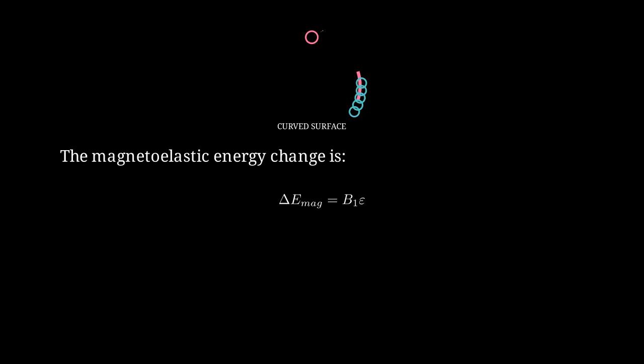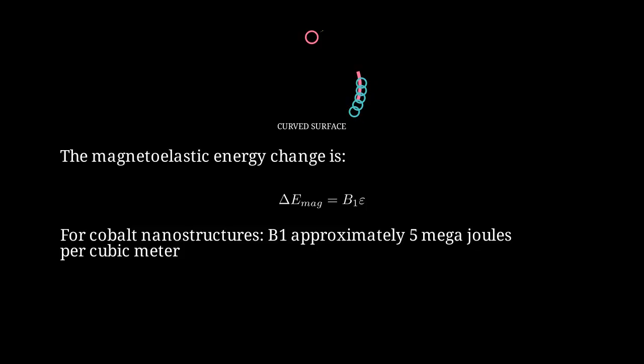The magnetic energy change equals the magnetoelastic coupling constant B1 times the strain. For cobalt nanostructures, B1 is approximately 5 megajoules per cubic meter. With 10% strain, the energy change is 500 kilojoules per cubic meter, enough to completely reorient magnetic domains.